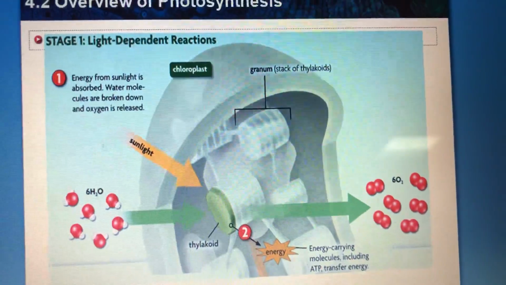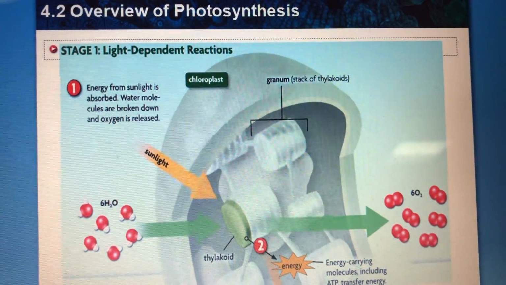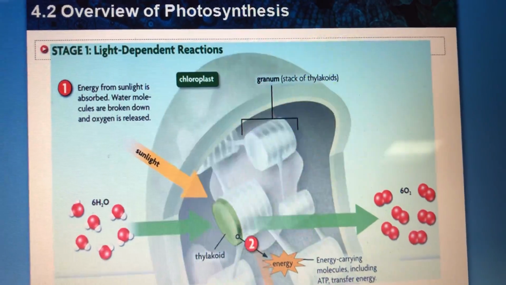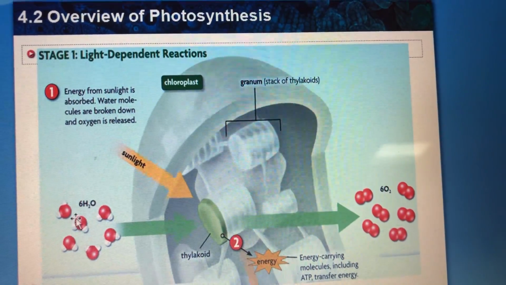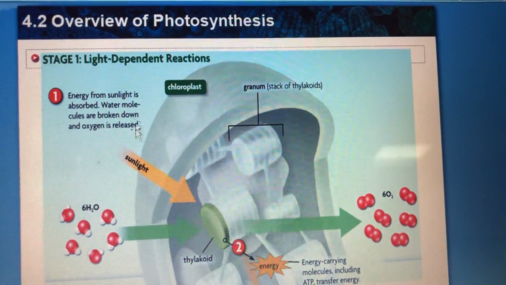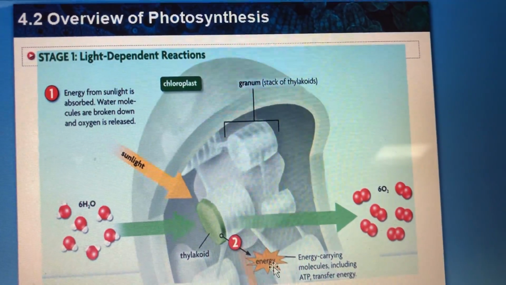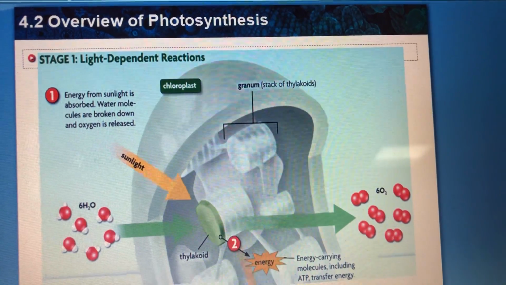The most important thing you should know here is that during stage 1, which is the light-dependent reactions, the light is absorbed by the chlorophyll, which exists in the membrane of the thylakoid here. This sunlight energy is absorbed and it will be transferred from the thylakoid to the stroma.